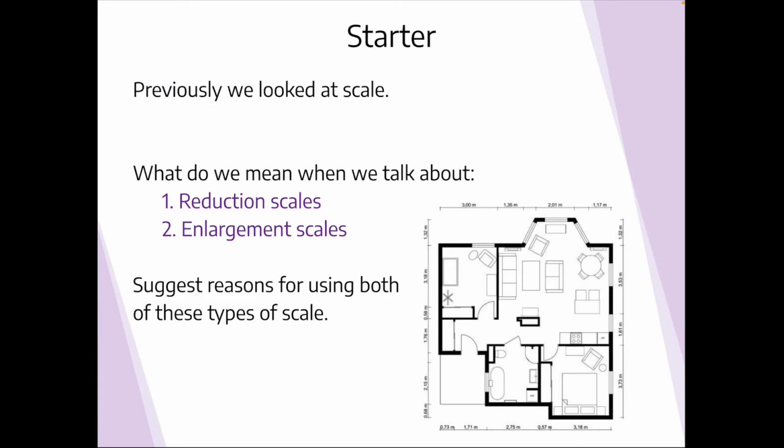So reduction scales were scales like 1 to 2, 1 to 5, 1 to 10, and they allowed us to reduce the size of a drawing so it would fit onto a piece of paper. So taking a large item like a house or a plane and reducing it in size so that we could view it as one single image.